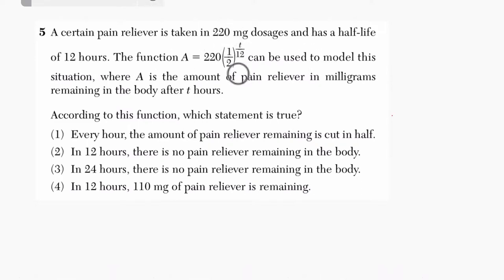220, then 110. And here is our half-life function. It starts at 220, and then you have half of that every 12 hours. So T is being divided by 12. It can be used to model the situation where A is the amount of pain reliever. So A is the amount of pain reliever in milligrams remaining in the body after T hours. Okay. According to this function, which statement is true?